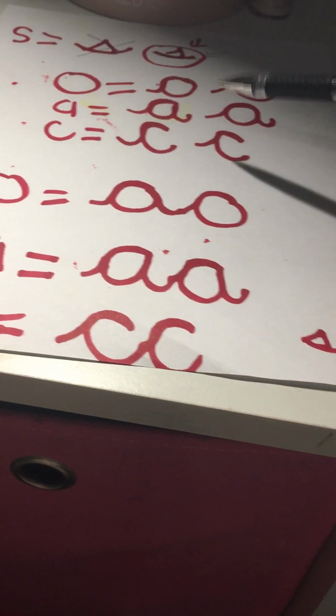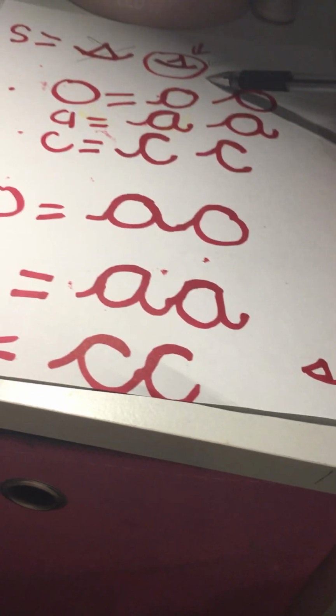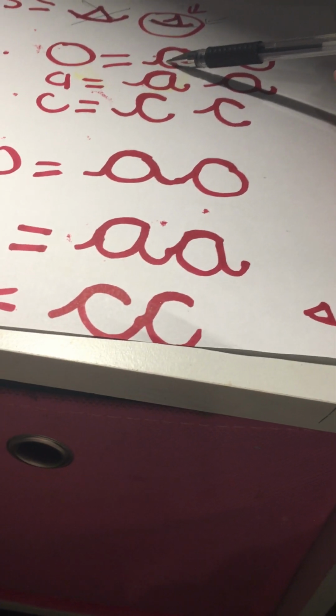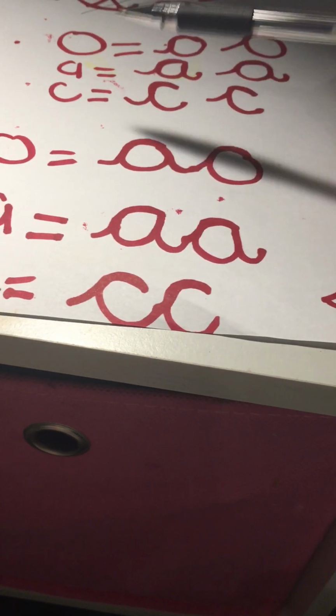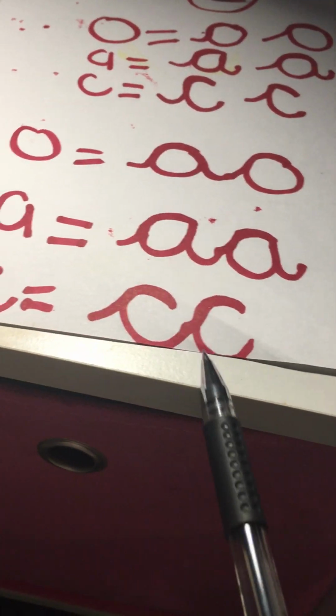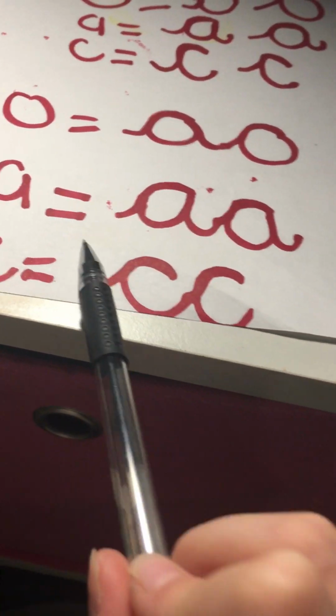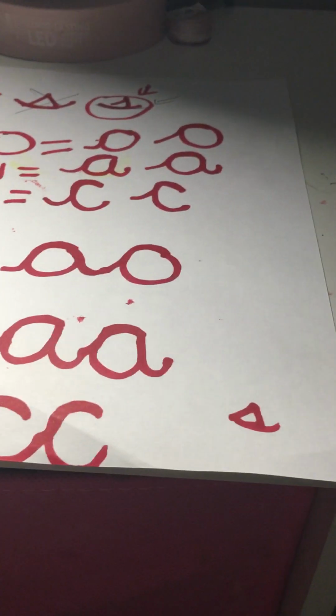Now we're going to overview what we did last week. So we did the letter S, O, A, C. Okay? And here was them connected. C, A, and O. Okay? Now, what else did we do? Right, the curved line of stroke.